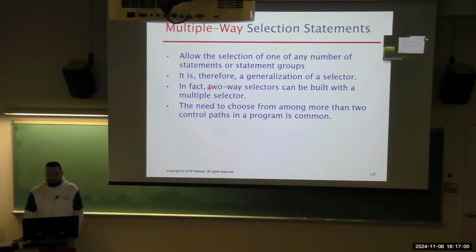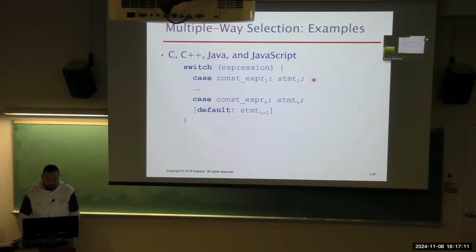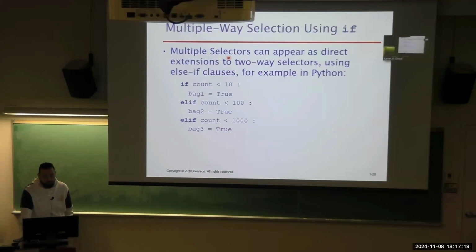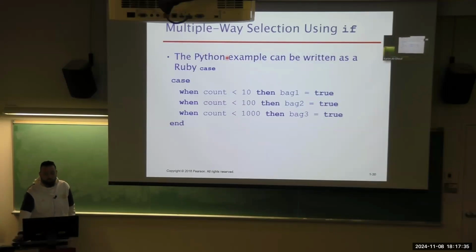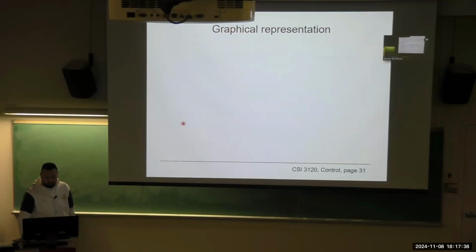Now, if we move to the multiple way selection statement, we're not going to spend too much time here, but this allows the selection of one of any number of statements or statement groups, as we mentioned. So let's check some of the examples in the C-based language. It's like a switch, for example, or cases. Now, if we want to take an example in Python, that's the example that Michael gave. So you can use a two-way selector to do the multiple selectors. Okay, guys? Then this is an example in Ruby. They also use case, when, end.